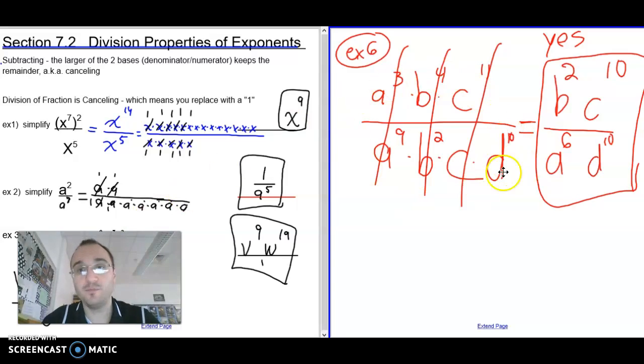So we're going to move over to this page. The example was a to the 3rd over a to the 9th. The remainder was a to the 6th. It goes in the bottom.